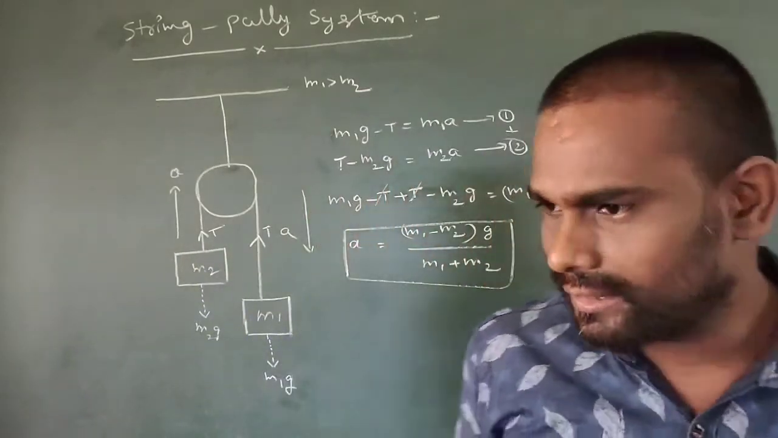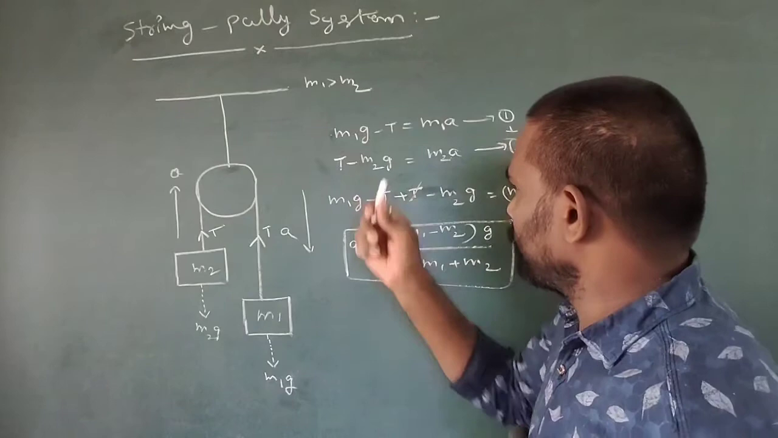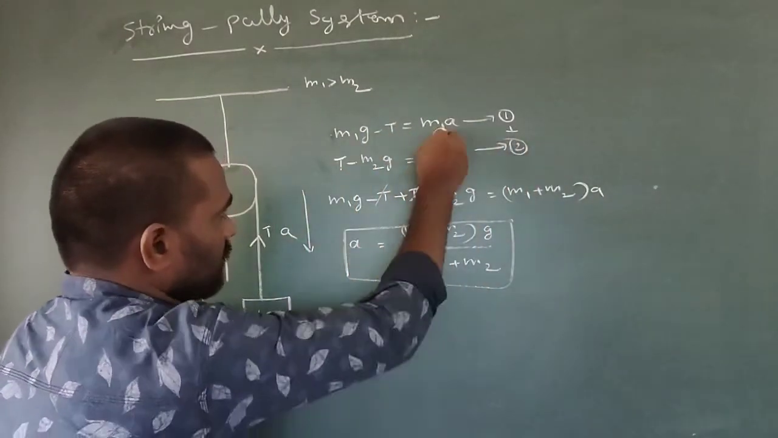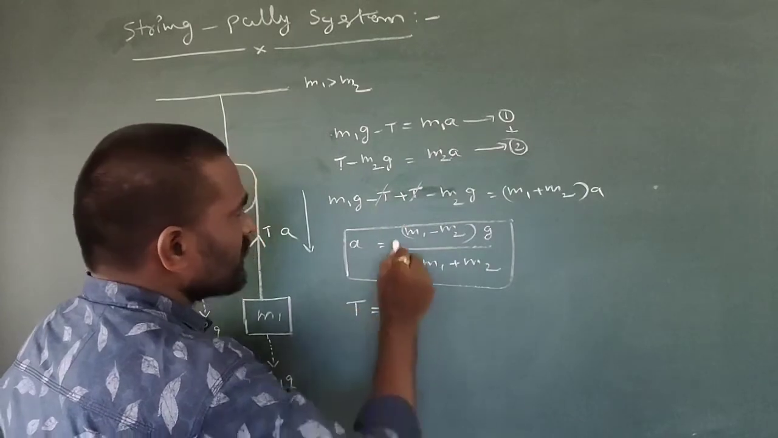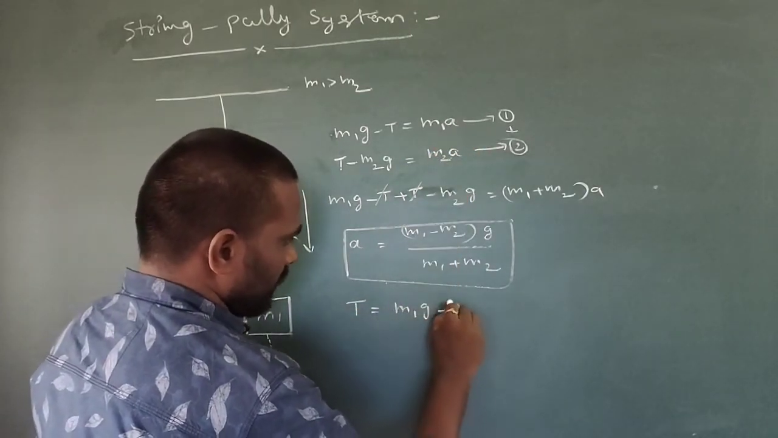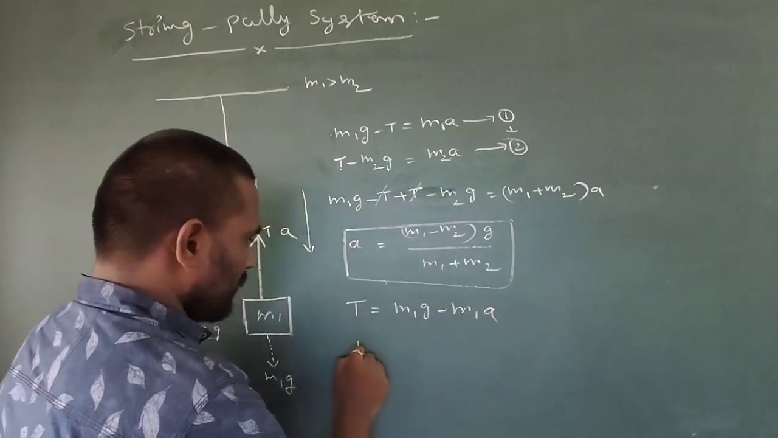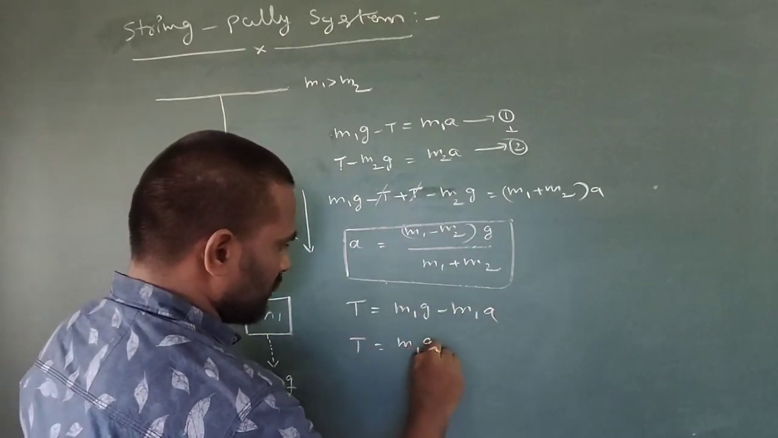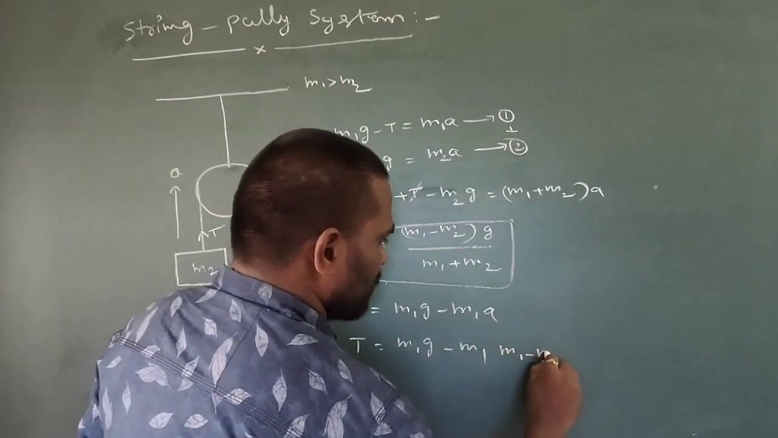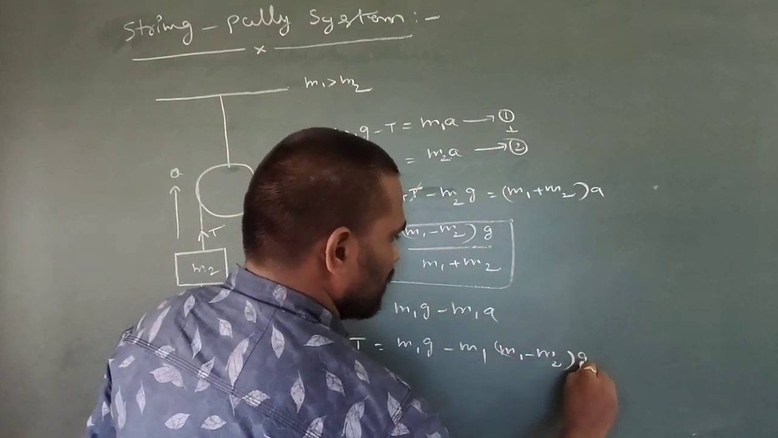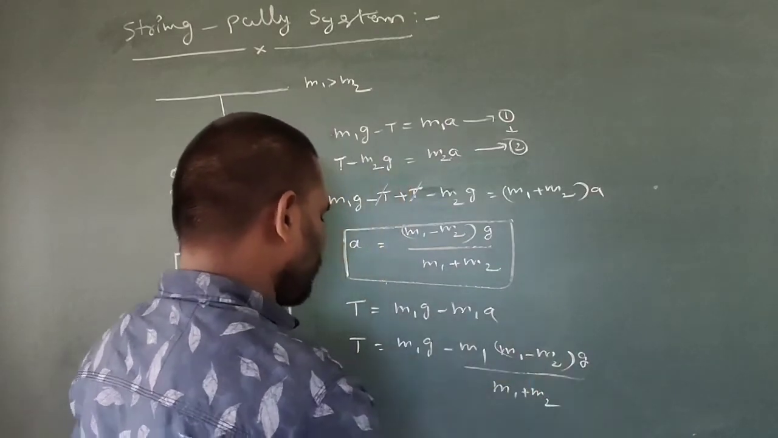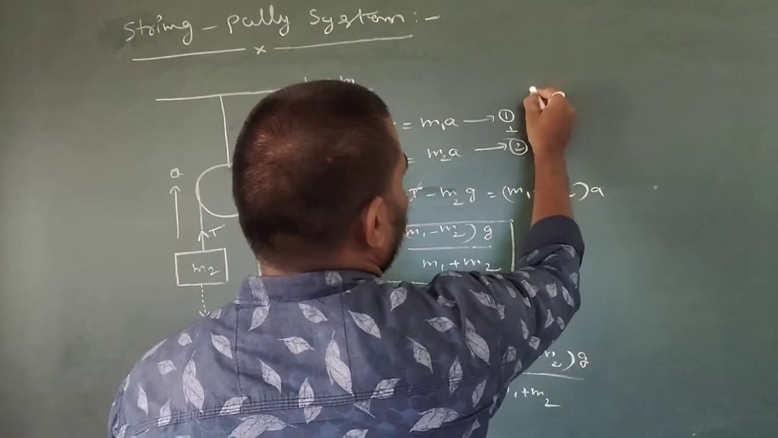Okay, substituting this acceleration in the first equation, then you will get the tension force in the string. From the first equation, T is equal to m1g minus m1a, then tension T is equal to m1g minus m1 into (m1 minus m2) into g by (m1 plus m2).